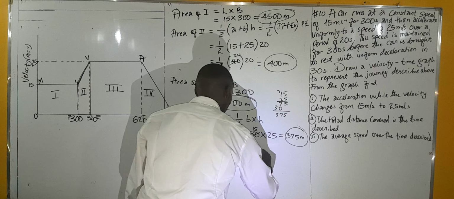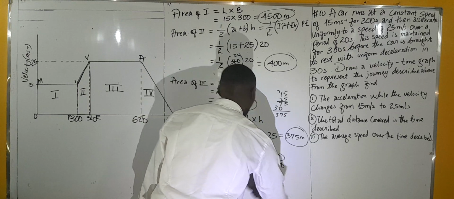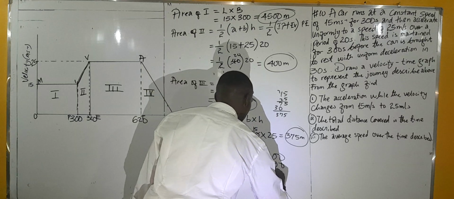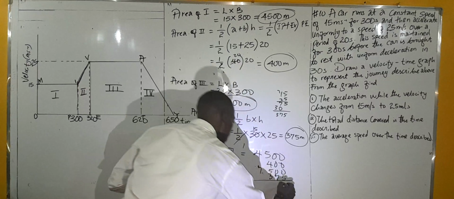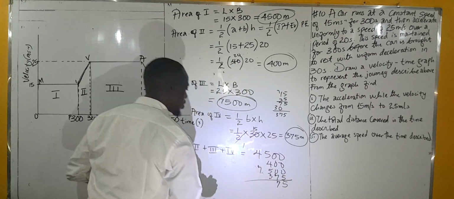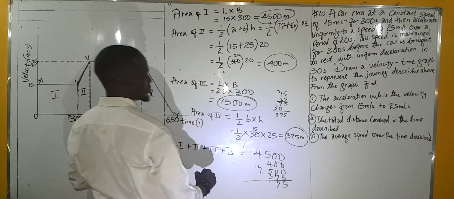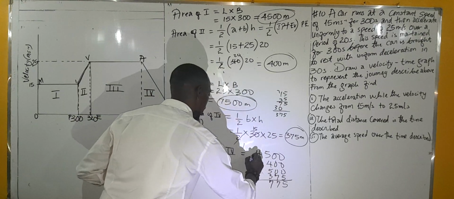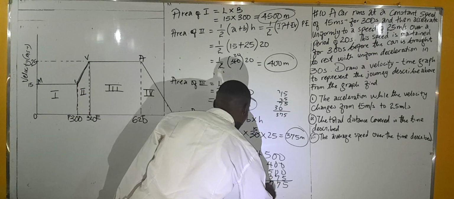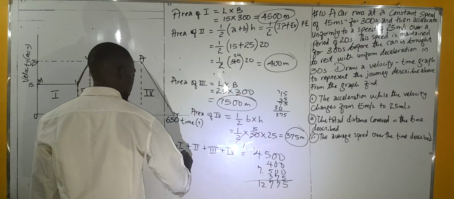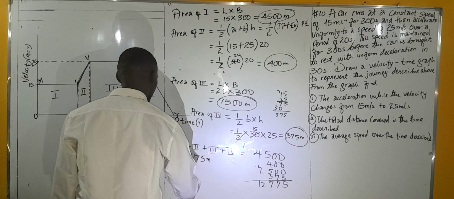Equals 4,500 plus 400 plus 7,500 plus 375. So now the total distance is 12,775 meters.